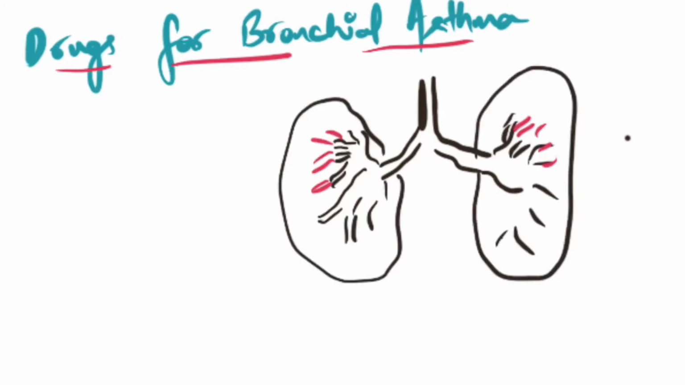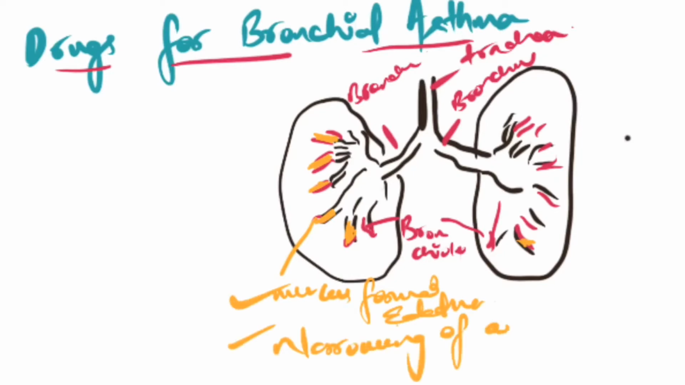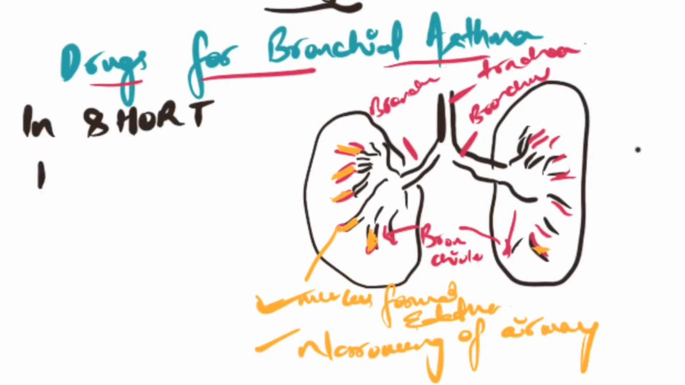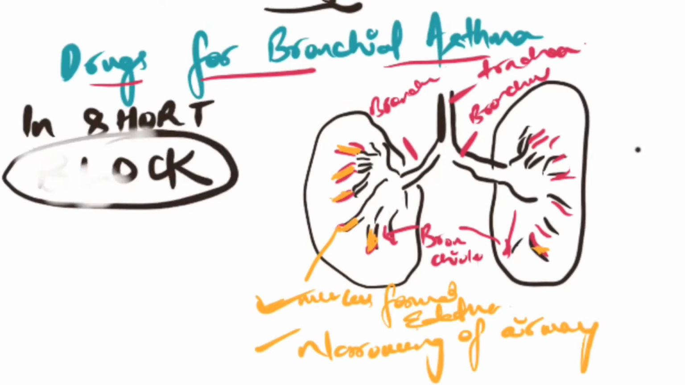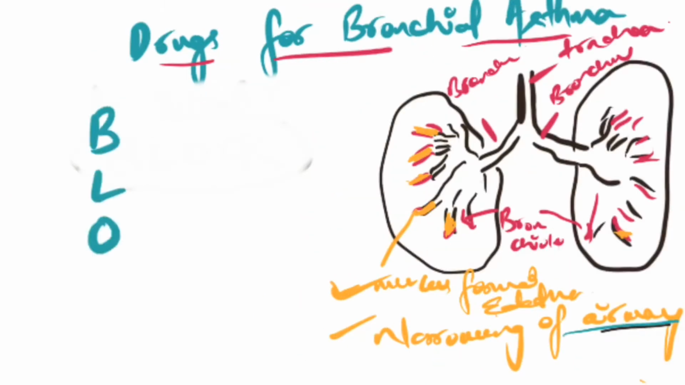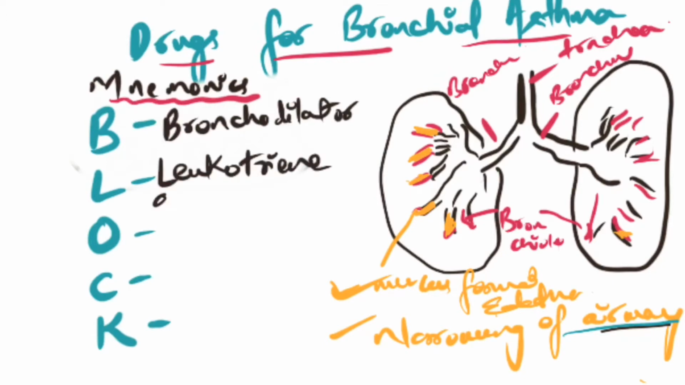So I have drawn the lungs, the trachea, the bronchus, the bronchioles, and then how asthma is formed. There will be mucus production, that is mucosal edema, and then there will be narrowing of the airways. So in short, we can say that in asthma, the air will get blocked. So there will be shortage of air, therefore difficulty in breathing. So BLOCK will be your mnemonic. In this way, you can easily remember that during asthma, there is difficulty in breathing and the air will get blocked.